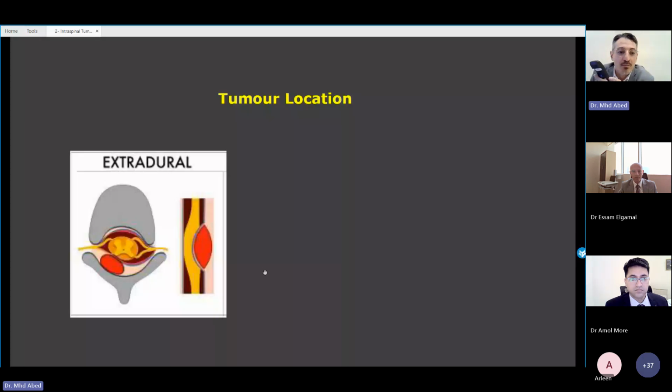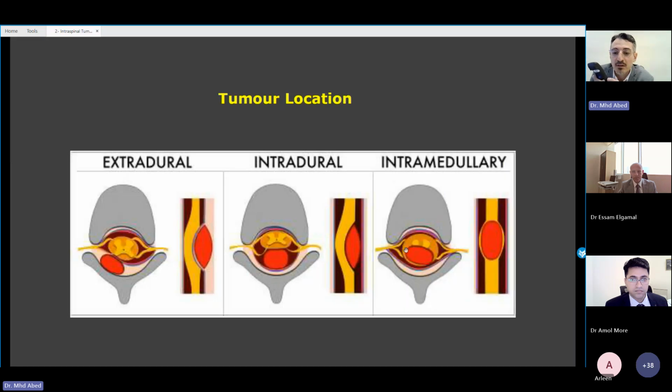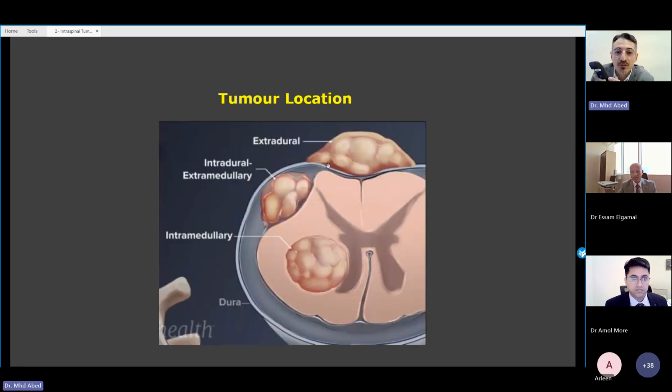Here I have some images. This is an extradural tumor, which is outside the dura. Another one is located intradural, but if you look, it is within the CSF itself. It's compressing the spinal cord, but it has nothing to do with the spinal cord itself. It is an intradural extramedullary lesion. And this one is intradural, but if you look, it is within the spinal cord itself. Here are the three tumors in one image: extradural, intradural, and intramedullary.